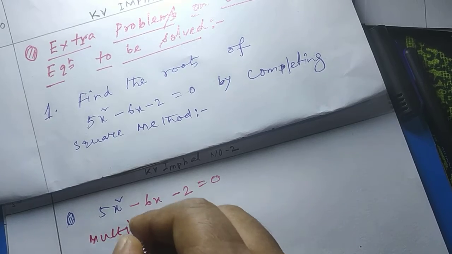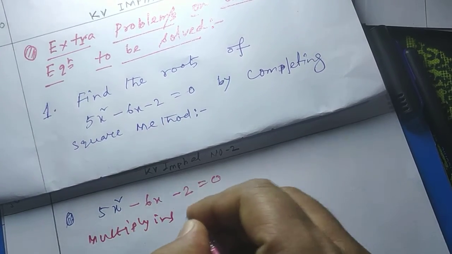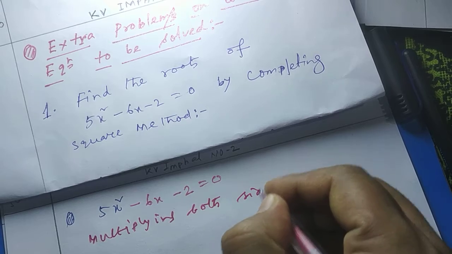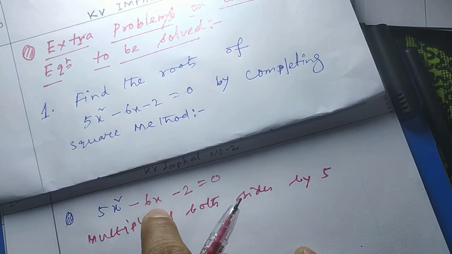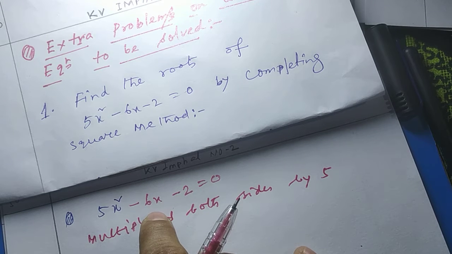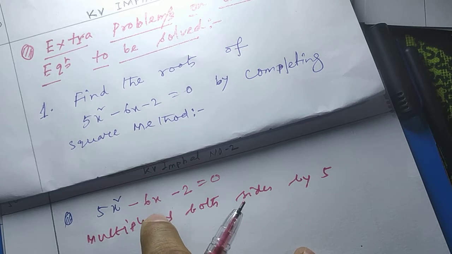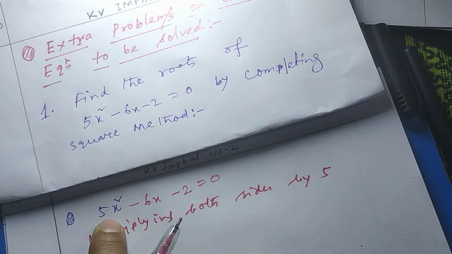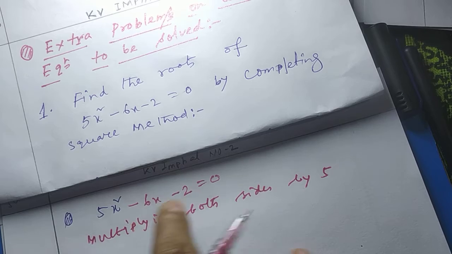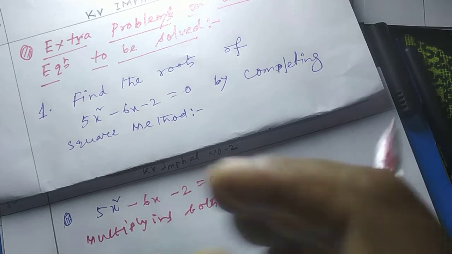Multiplying both sides by 5. Why? Because my only target is to bring a perfect square on the left hand side. That means either you have to bring the a plus b whole square form or the a minus b whole square form. For this purpose, we are multiplying by 5 on both sides, because here there is no need to divide by 5 to make the coefficient one. We shall solve it in another, stylish way.